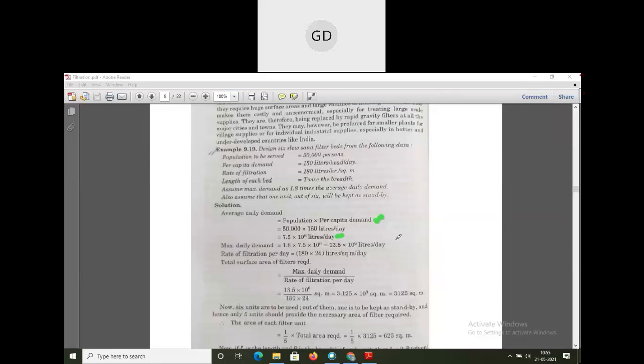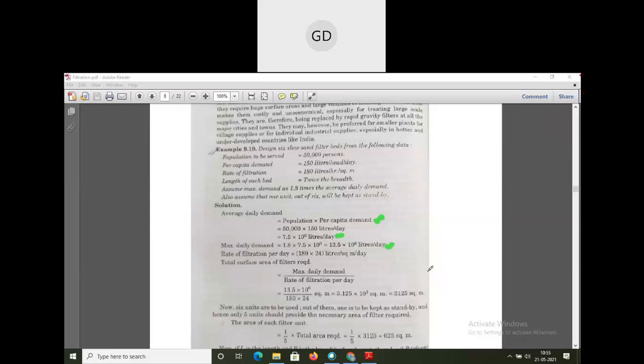Now after finding the average daily demand, you have to find out the maximum daily demand. The maximum daily demand formula was 1.8 times your average daily demand. Please, if you don't remember these things, go back to your fifth semester notes, and you will find all these formulas there. So maximum daily demand is 1.8 times your average daily demand, that is, you got it to be 13.5 into 10 to the power 6 liters per day.